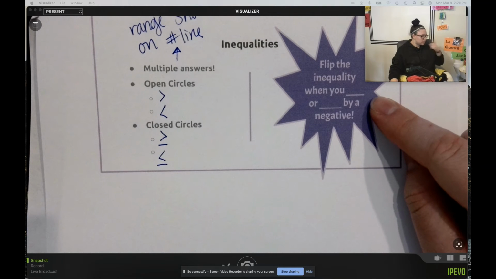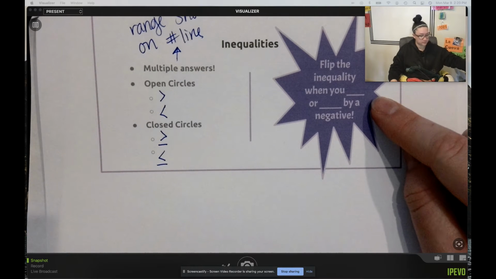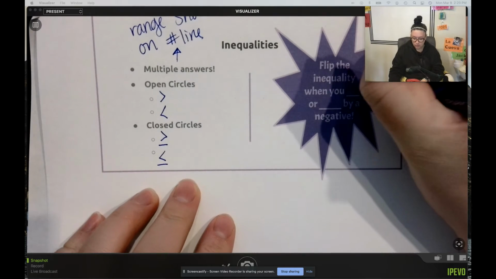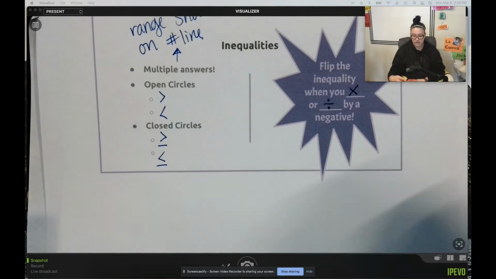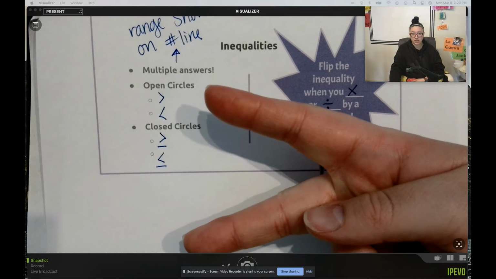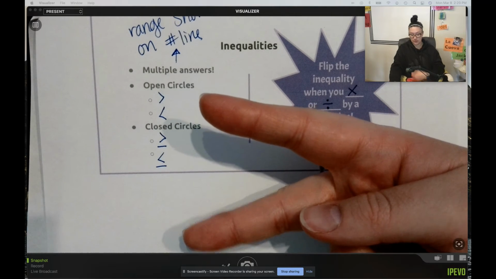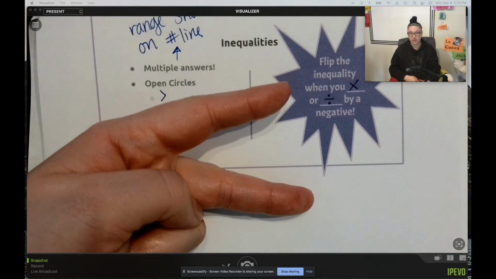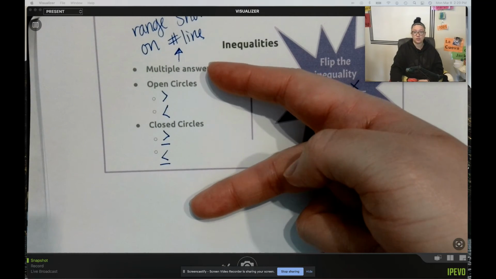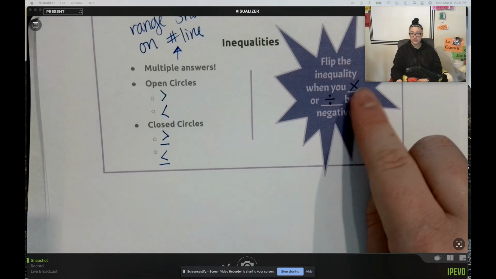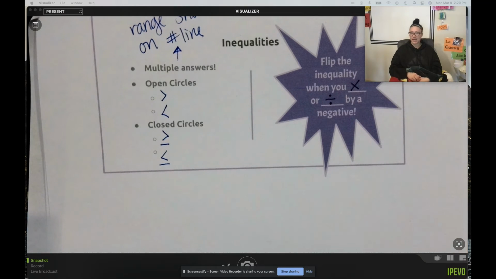When do we flip our sign? Whenever we multiply or divide by a negative. So that means if my inequality sign was greater than, if I multiply by a negative, it's going to flip and it's going to go that way. If it was this way, I divide by a negative, it's going to flip that way. Only with multiplication and division, it does not happen with addition or subtraction.